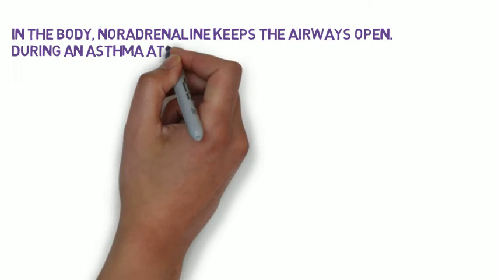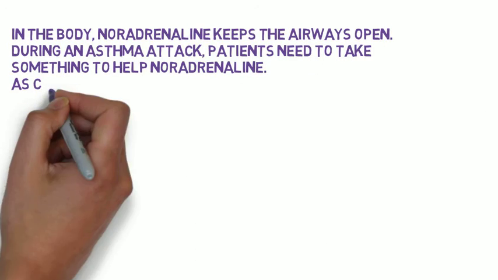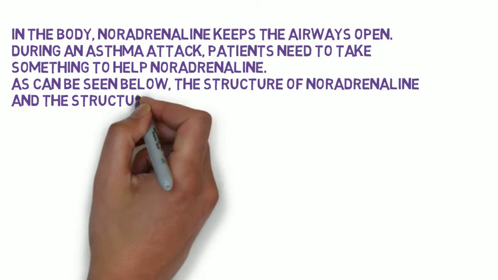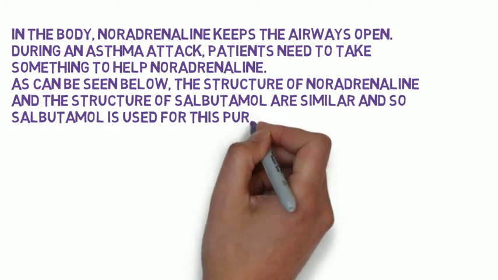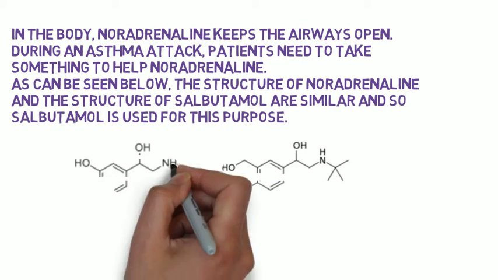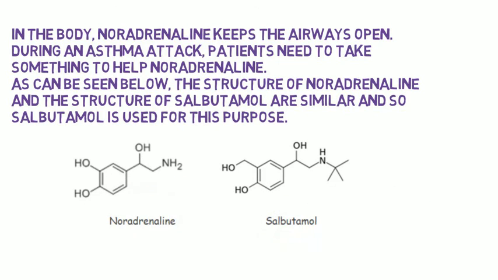In the body, noradrenaline keeps the airways open. During an asthma attack, patients need to take something to help noradrenaline. As can be seen below, the structure of noradrenaline and the structure of salbutamol are similar, and so salbutamol is used for this purpose.